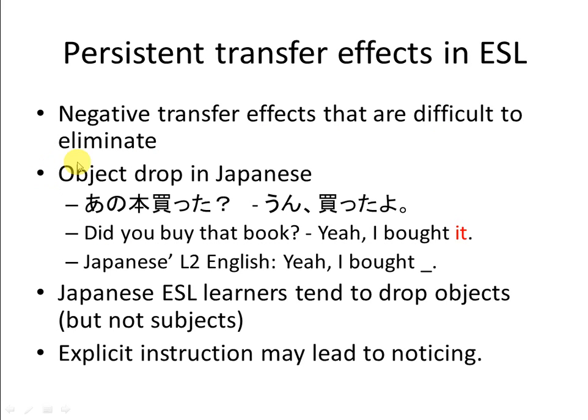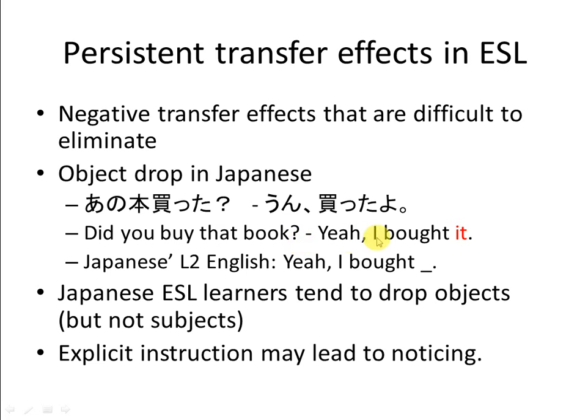So for example, in Japanese, we don't always have to say the subject and the object. This sentence means something like, did you buy that book? And this one means, yeah, I bought it. But this sentence doesn't have a subject, and this doesn't have an object either. So this has only the verb, bought in this case.